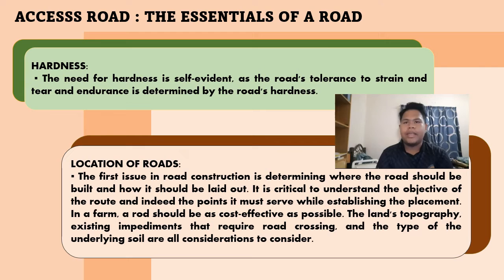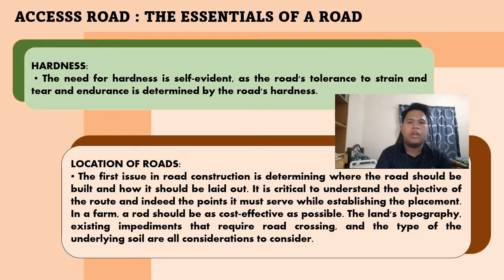The sixth one is hardness. Hardness is self-evident, as the road's tolerance to strain and tear and its endurance are determined by the road hardness. And the last one is location of the road.